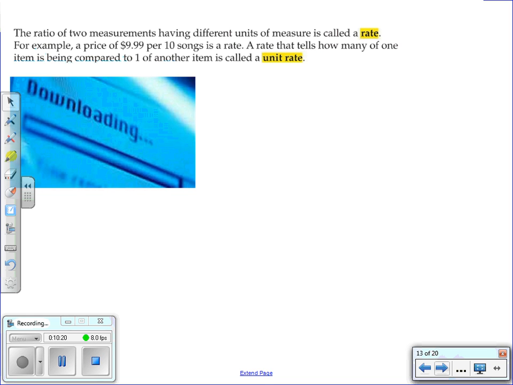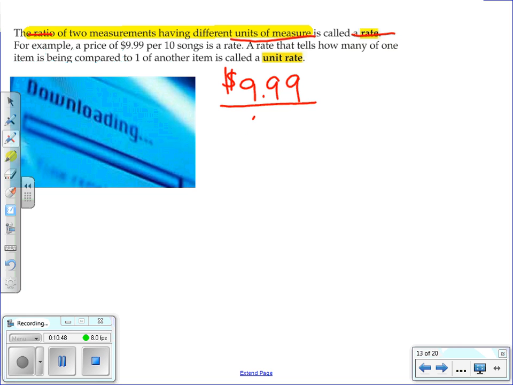Here's another definition. The ratio of two measurements having different units of measure is called a rate. And this is the key to the difference between ratio and rate. And the difference is one has units of measure. All right? So here's an example, $9.99 for 10 songs. All right? Different units of measure. Here we're measuring songs in dollars.